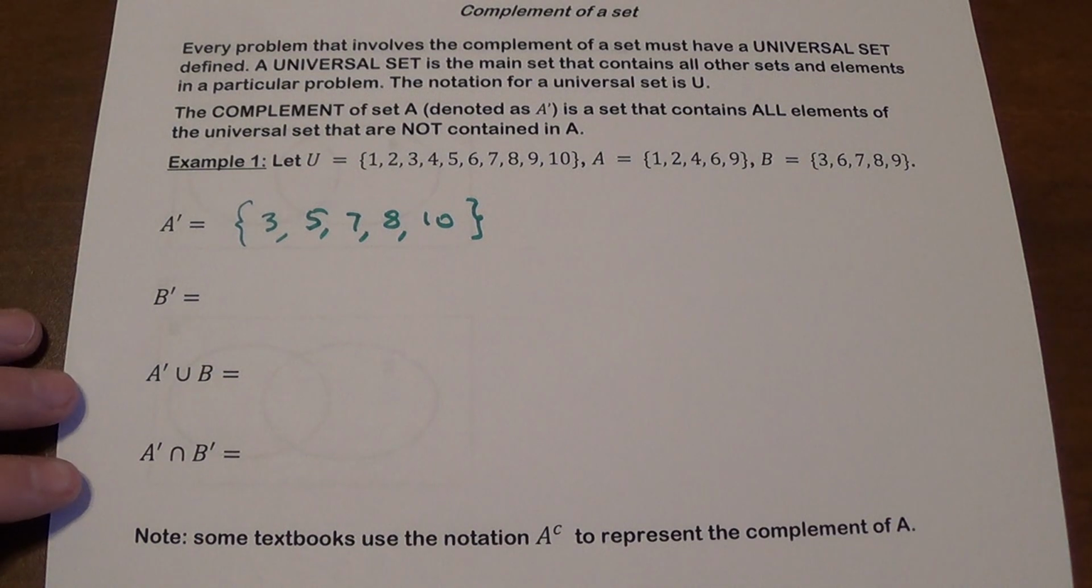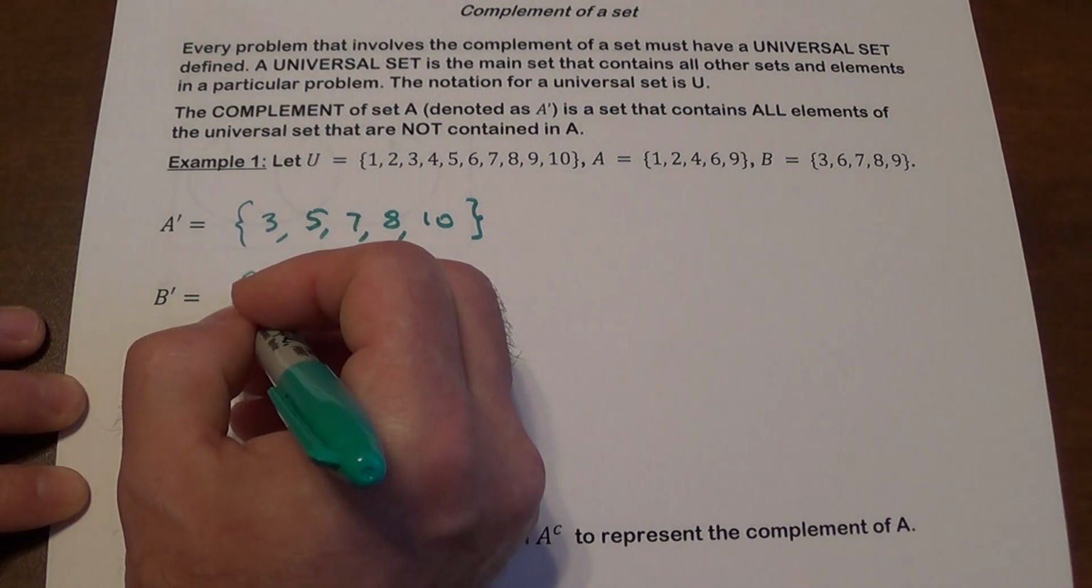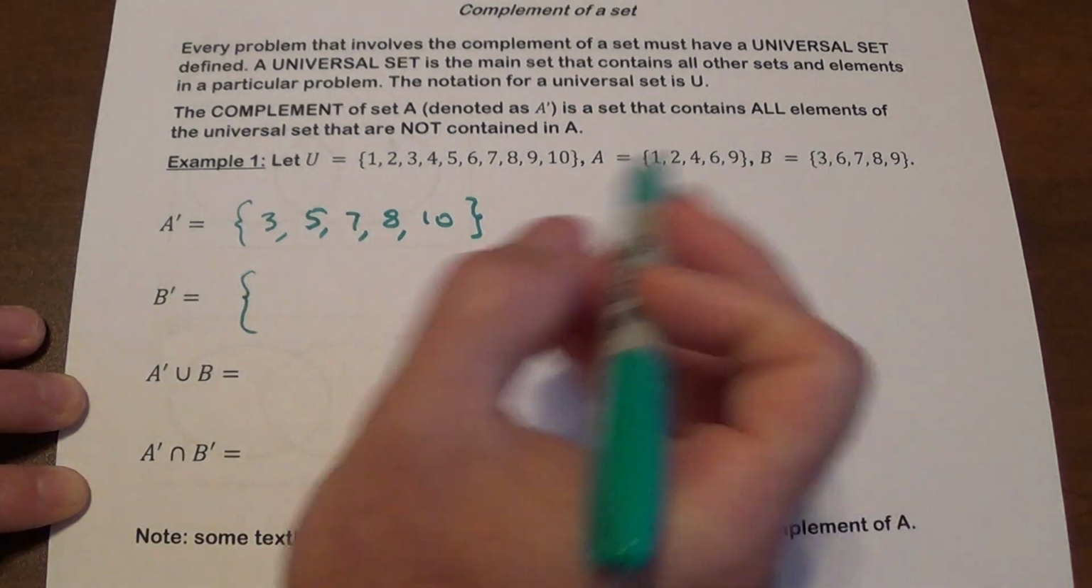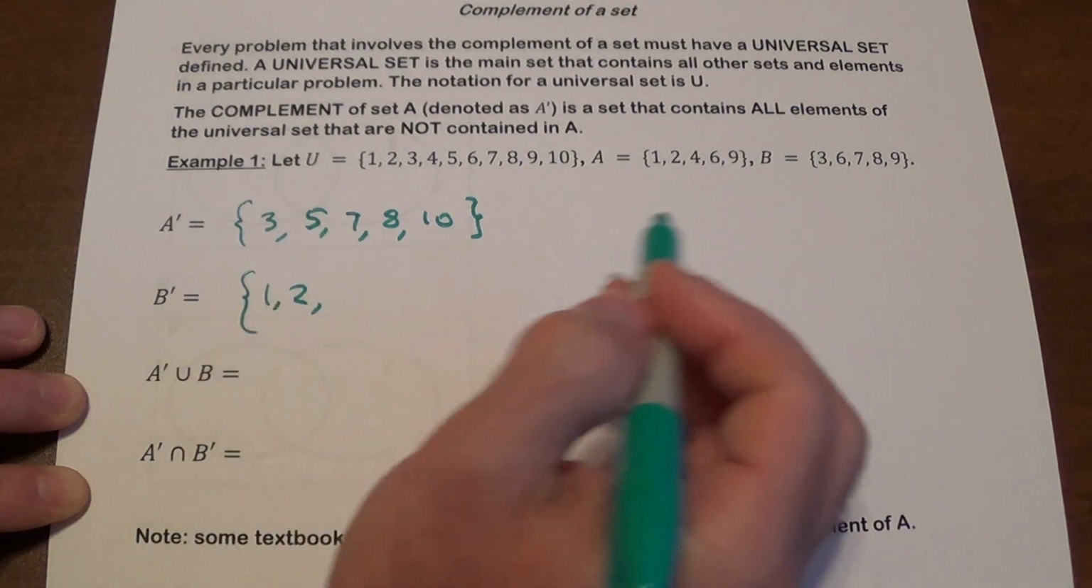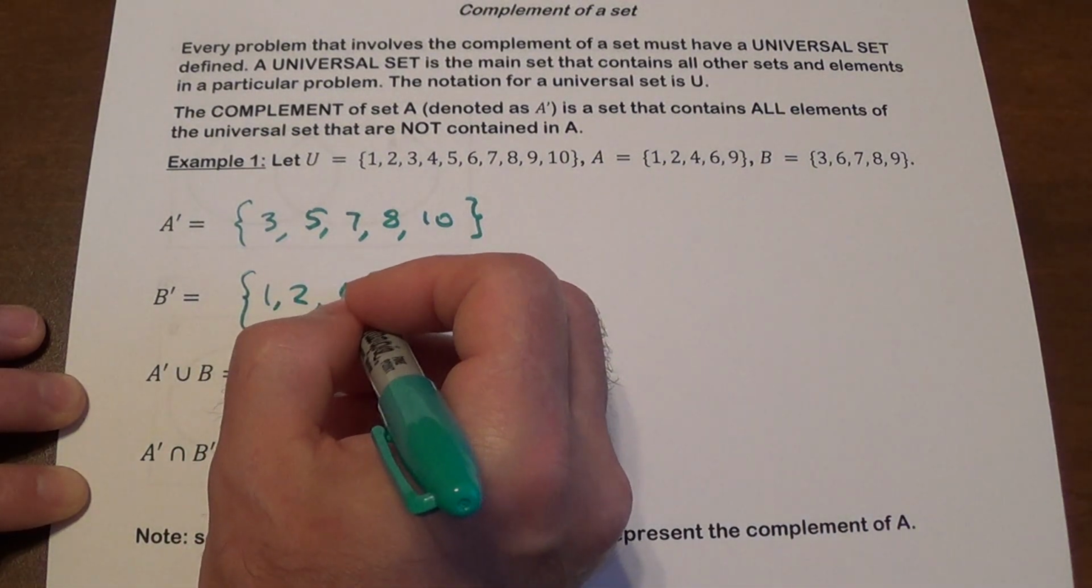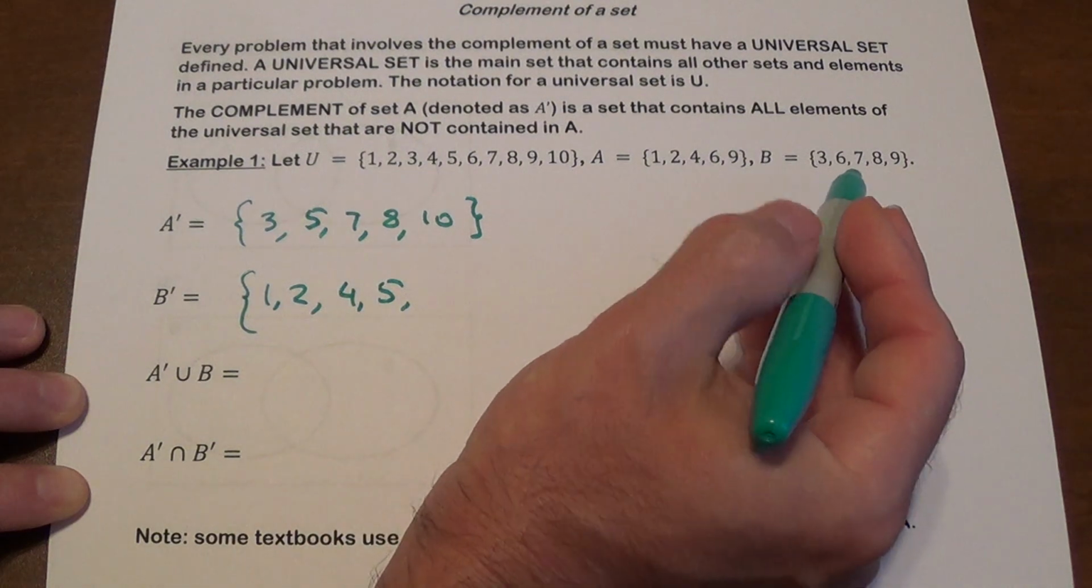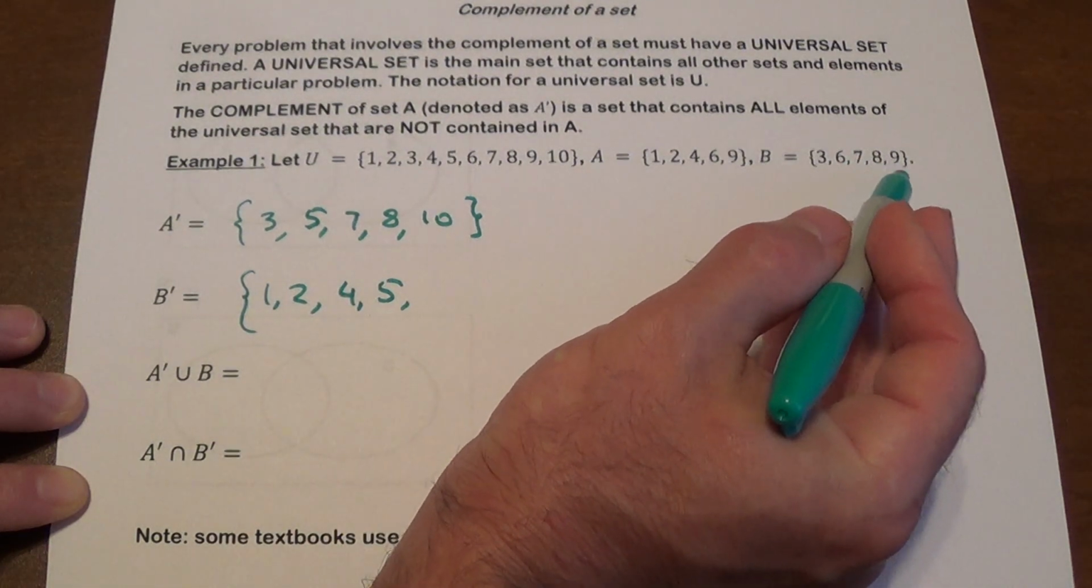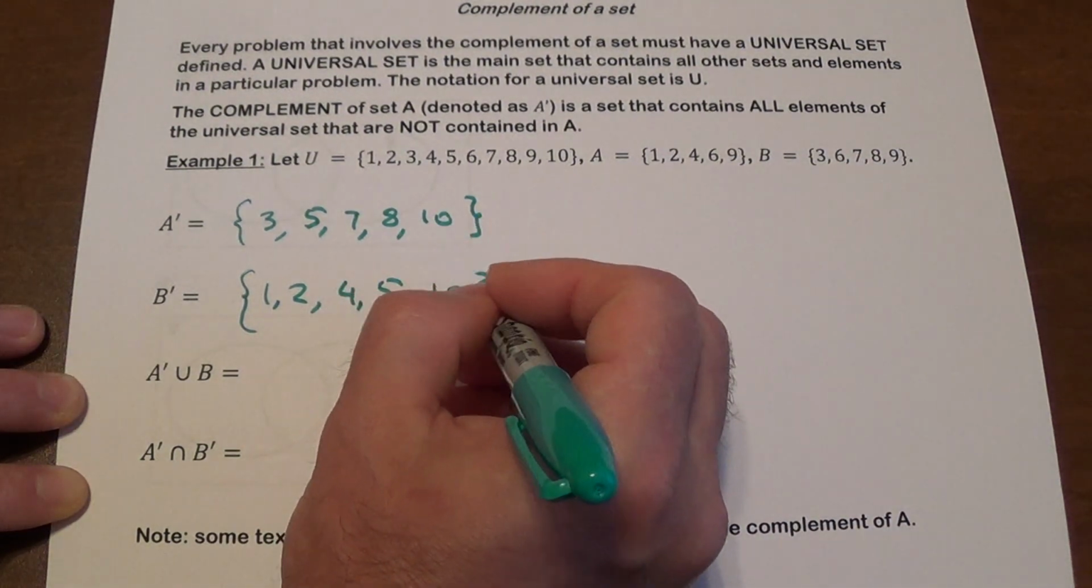What about B? Let's try that. We can use 1, we can use 2, we can use 3, and you can use 4 and 5, and you can use 6 or 7 or 8 or 9, but you can't use 10.